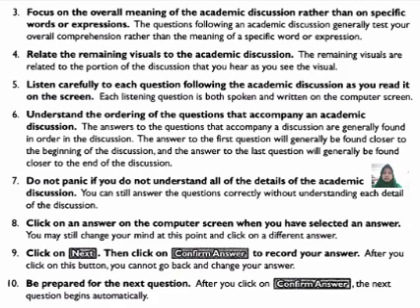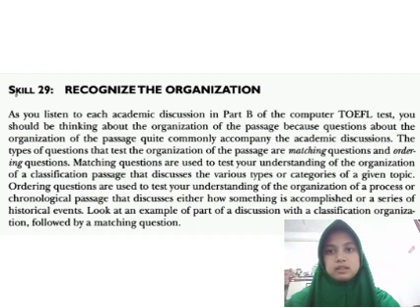Eighth, click on an answer on the computer screen when you have selected an answer. Ninth, click on next, then click on confirm answer to record your answer. Then the last, be prepared for the next question. After you click on confirm answer, the next question begins automatically. And now we are going to the first skill for answering academic discussion.